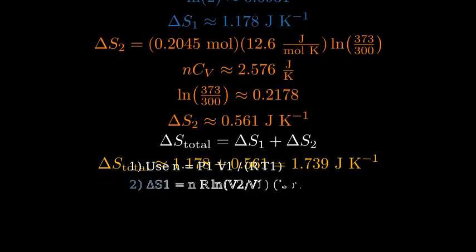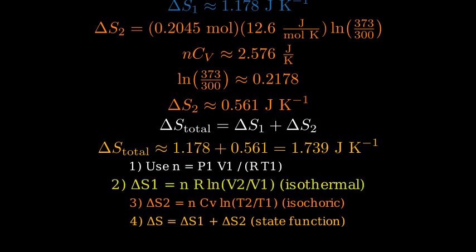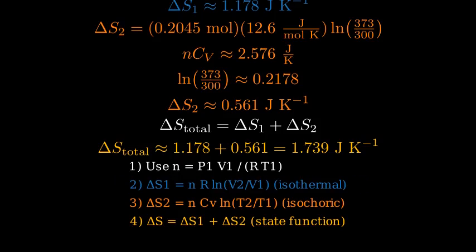Recap. Find moles from the ideal gas law. Use the isothermal formula nR log V2 over V1, use the isochoric formula nCV log T2 over T1, and add them. Entropy is a state function, so it depends only on the endpoints, not on the details of the path, as long as we compute with reversible steps.